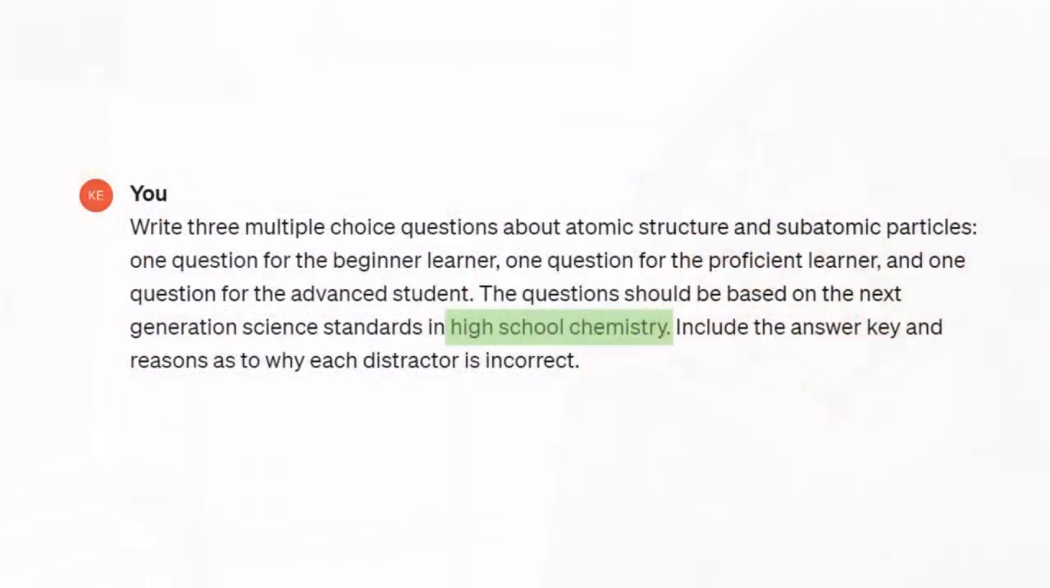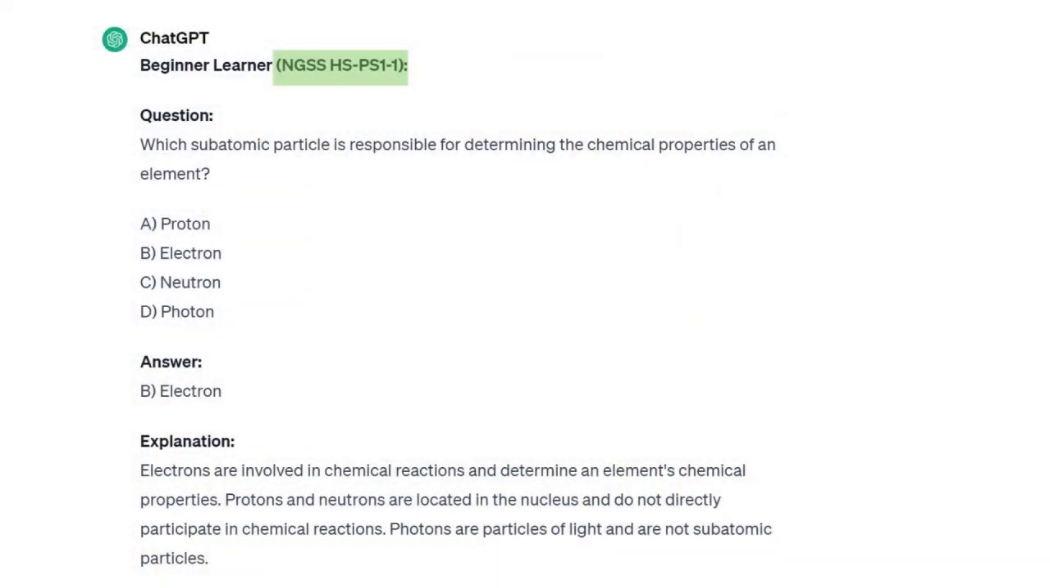So then I wondered if ChatGPT would be able to give me different multiple choice questions if I asked it to connect questions to the NGSS, but this time for high school chemistry. And since high school chemistry is more advanced than middle school chemistry, I would expect questions at the high school level to be different than the middle school level. Unfortunately, the results this time were quite disappointing. The questions ChatGPT generated were basically the same at each level compared to the middle school. Take a look at the beginner level question for high school. It's still talking about the characteristics of subatomic particles.